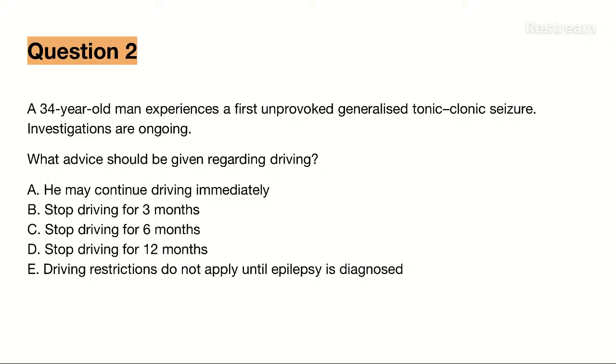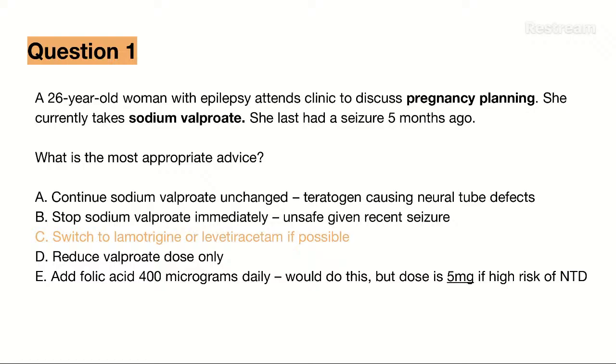So the correct answer is to switch to lamotrigine or levetiracetam if possible. Sodium valproate is a teratogen. Stopping it immediately would be unsafe, given that she had a recent seizure. Reduce the valproate dose: again, it's a teratogen. And add folic acid 400 micrograms daily is correct in a sense, but the dose is too low. It would be 5 milligrams, started pre-conception.